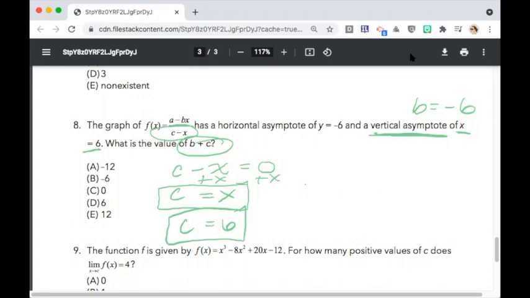All right, so we're going to take negative 6 plus 6, because that is b plus c, even though my 6 looks like b's, and that's going to give you 0. So your answer should have been 0, if it wants me to circle it. Okay. All right, so let's look at the last two.